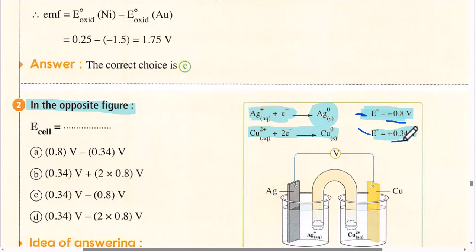So how can we calculate the electromotive force of the cell by the values of the reduction potentials? It is the reduction potential of the cathode minus the reduction potential of the anode, and here it is A, the reduction potential of the cathode minus the reduction potential of the anode.